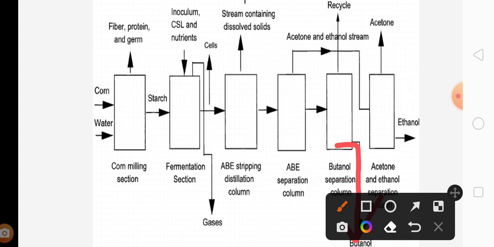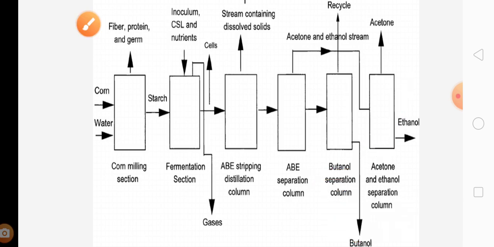Hence, we come to the end of our today's lecture. I hope I have been able to make you understand the industrial production of butanol.